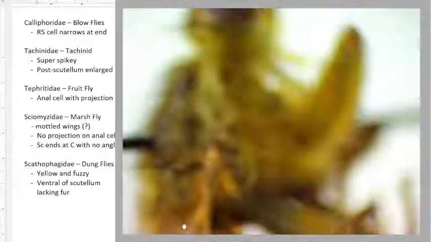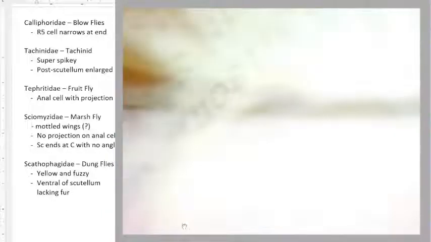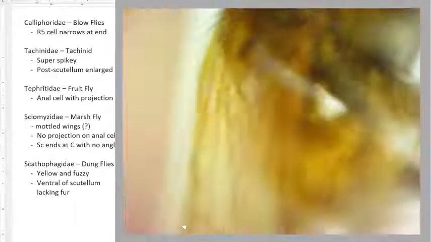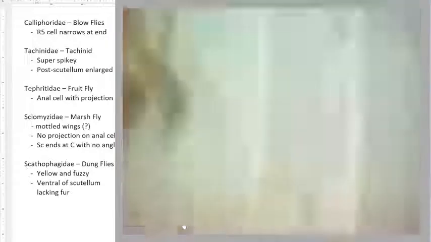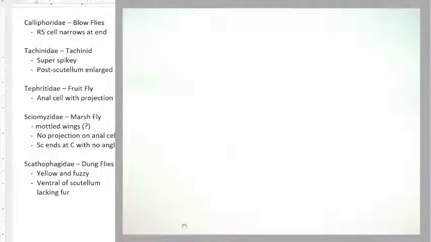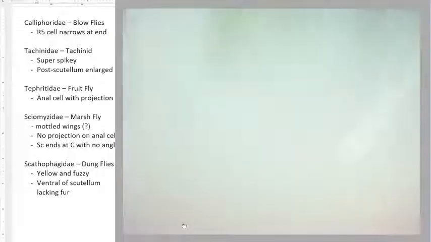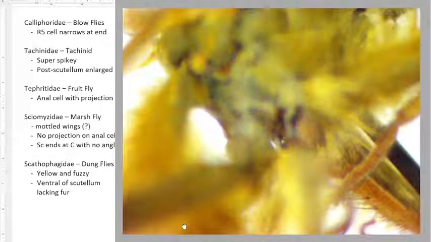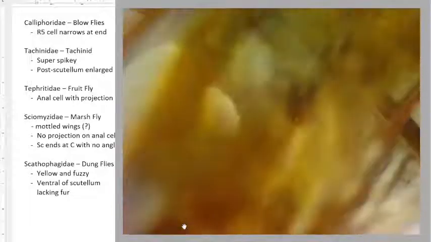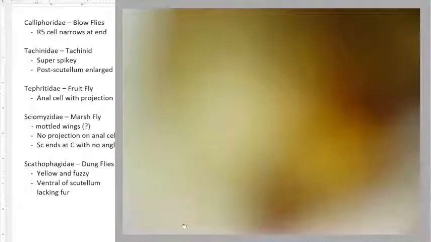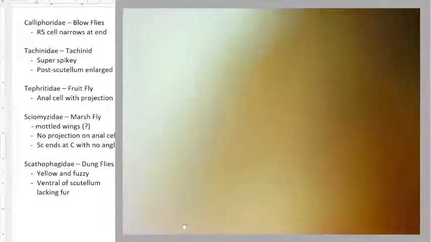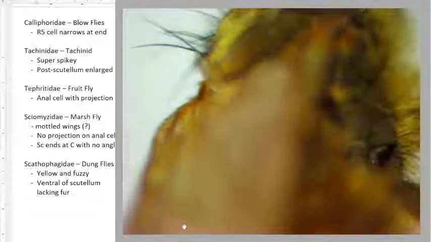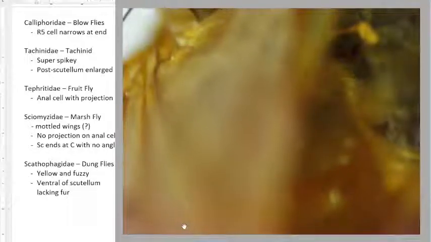The characteristic of the ventral side of the scutellum, if we were looking at it, we have to remember what the scutellum on our fly is. So remember when we were talking about the tachinids, we were looking at the post-scutellum. Let's see. So our goal is to look under the wings. And sometimes it takes a little bit of extra finagling to get there. There we go. Not all the way under the wings.